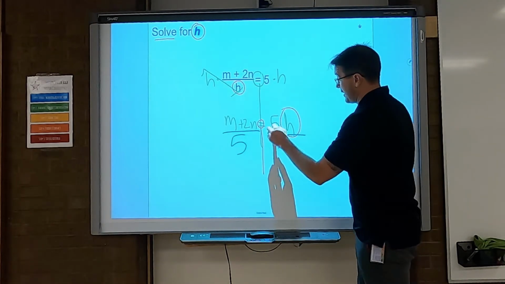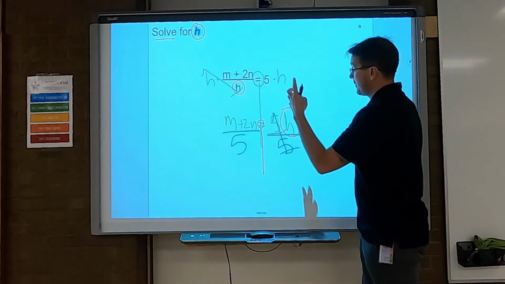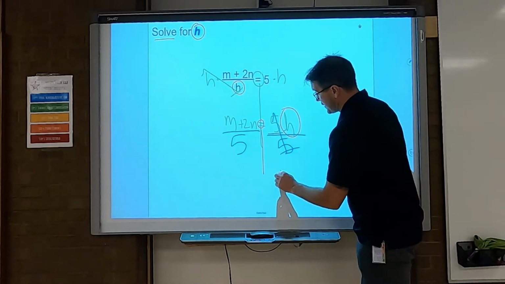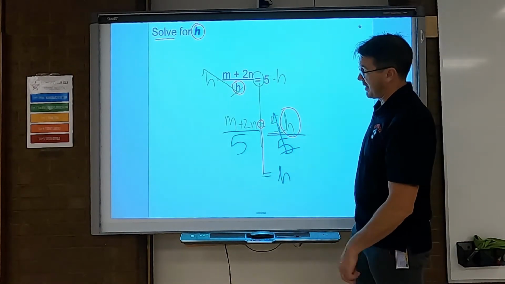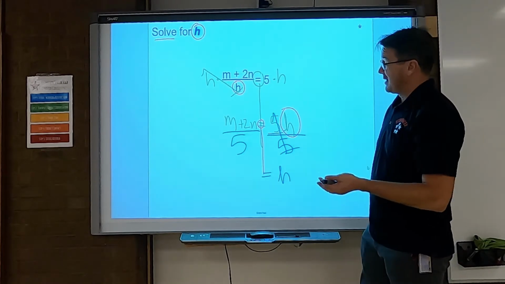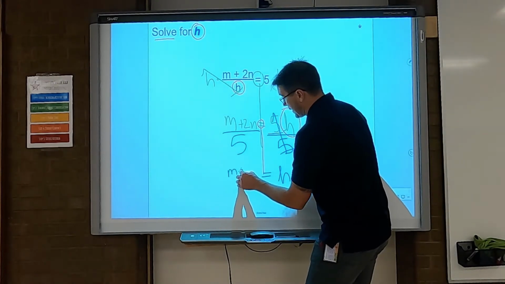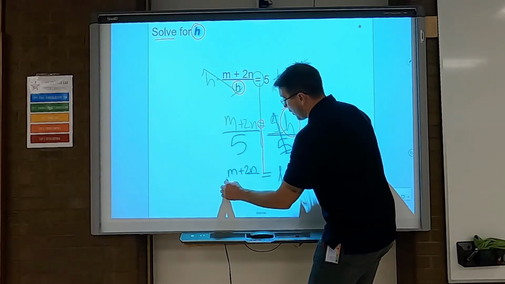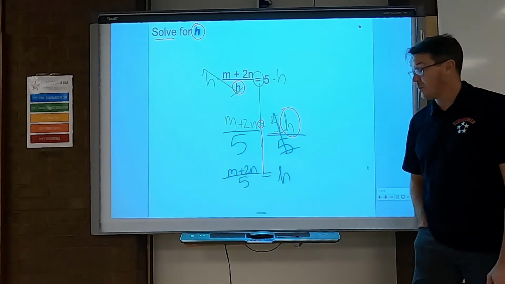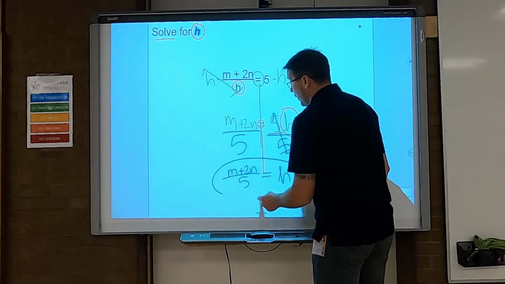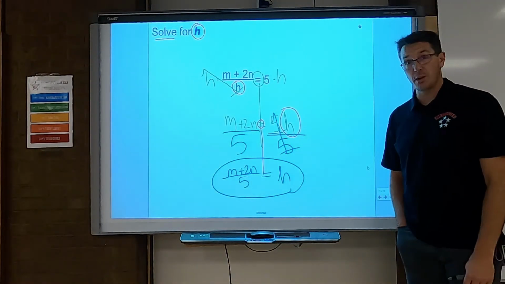5 divided by 5 is 1. They don't cancel, they reduce to 1. And that leaves me h. I don't need to put the 1 in front of it. And I don't know what m plus 2n divided by 5 is, so I'm just going to leave that: m plus 2n over 5 equals h. That's all I can do. That's my answer. What looked difficult, pull it out from underneath, and then it became pretty simple to do.